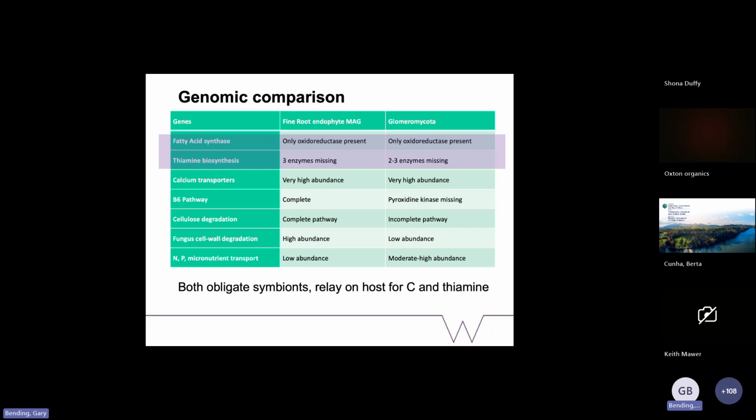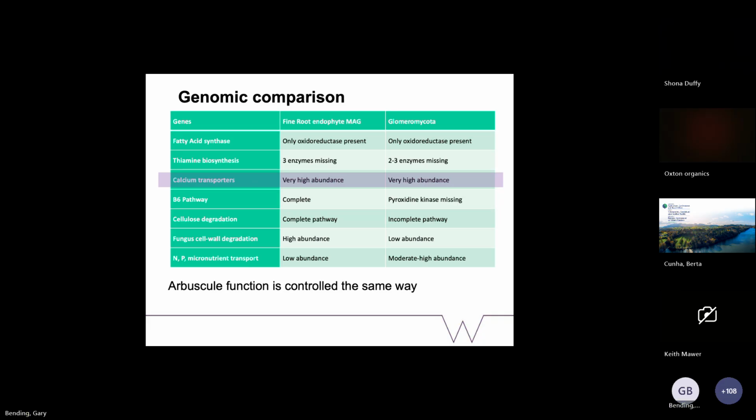Both miss fatty acid synthases. They cannot make their own fatty acids. Both cannot make their own thymine. They're obligately dependent on their host for fatty acids and thymine. Second, their arbuscules work in exactly the same way. We found there was a huge number of calcium transporters, more than any other fungi in that 280 list that we looked at. It's a particular signature of arbuscular fungi. And so this works by depositing calcium in the arbuscule at the end of life to stop it working.